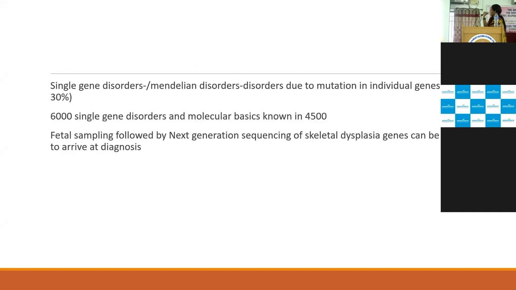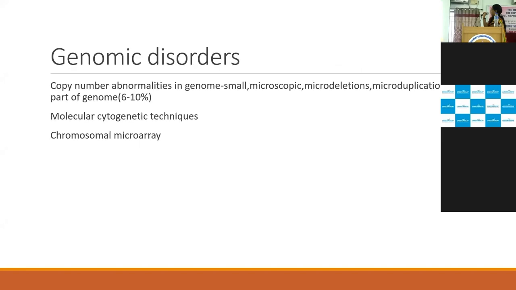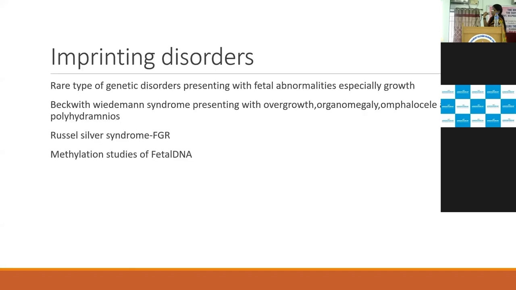Single gene disorders, due to mutation in the involved genes, occur in 20 to 30% of dysmorphic fetuses. There are 6,000 single gene disorders, and the molecular basis is known in 4,000. So fetal sampling followed by next generation sequencing for these genes can be done to arrive at a diagnosis. The various genomic disorders are copy number abnormalities in the genome. They can be small microscopic microdeletions or microduplications of part of the genome, and account for 6 to 10% of dysmorphisms. So we employ molecular cytogenetic techniques, and chromosomal microarray is very helpful in these disorders.